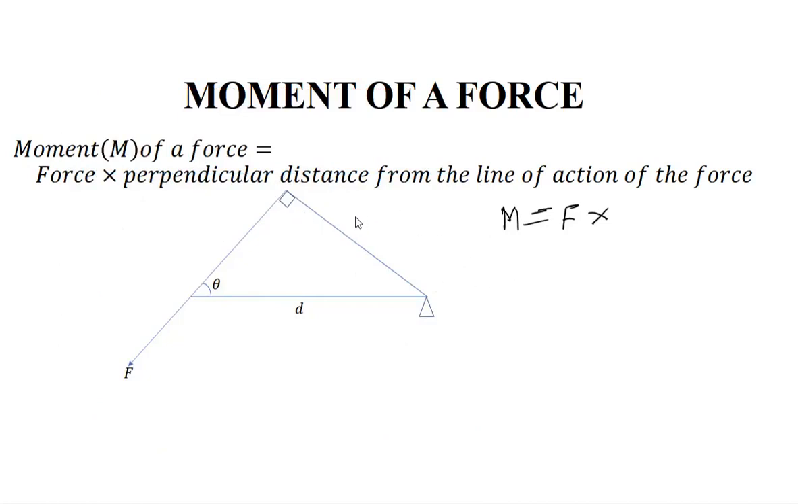Now, this is the opposite. That will be D sine theta. Whereas this side will be D cos theta. Because D cos theta lies on the line of action of the force, it will not produce moment. If it lies on the line of action of the force, it will not produce moment. So the perpendicular distance in this case is D sine theta. So our definition for moment now will be F D sine theta.